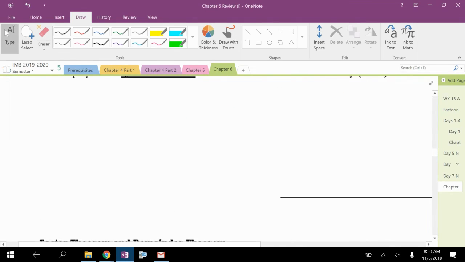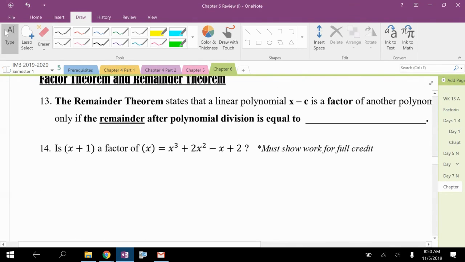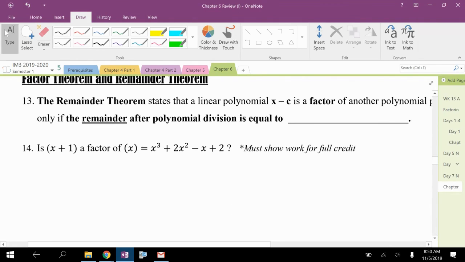Okay, you're doing 12 on your own. 13. Now we can still do odds. 13, the remainder theorem states that a linear polynomial is a factor only if the remainder is what? When you do division, to be a factor, what's the remainder always? 0. Okay, so 0.